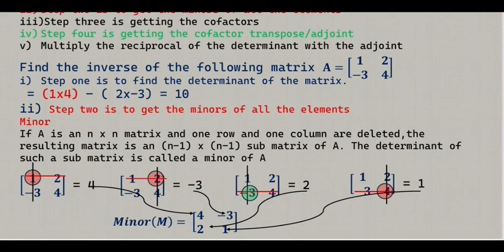Then you go to the next one. So you cross, now you're at 3, -3. So you cross the row and the column where -3 is, and of course you're going to remain with this 2. So this 2 becomes the minor of 3. So you should actually write it in the position where -3 is. Then you go to the last one.